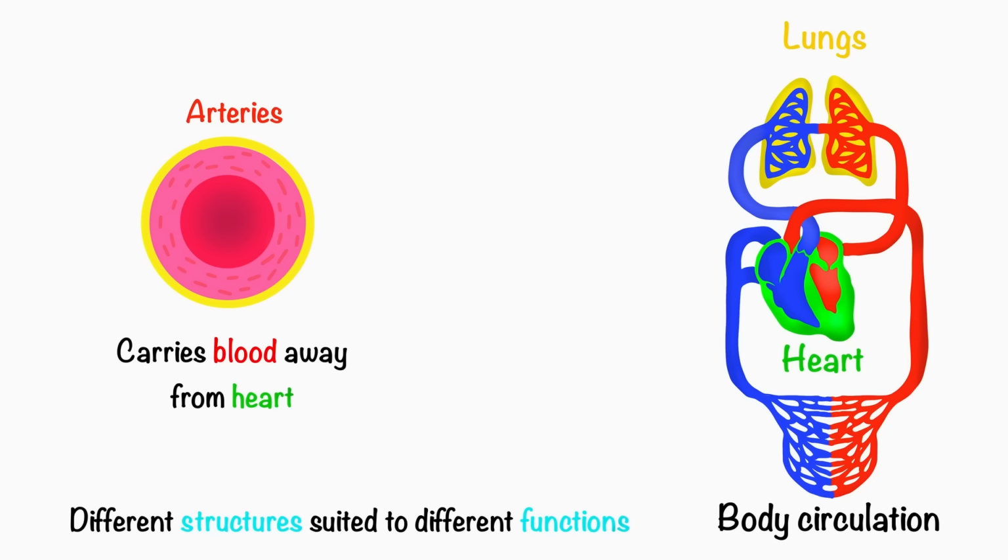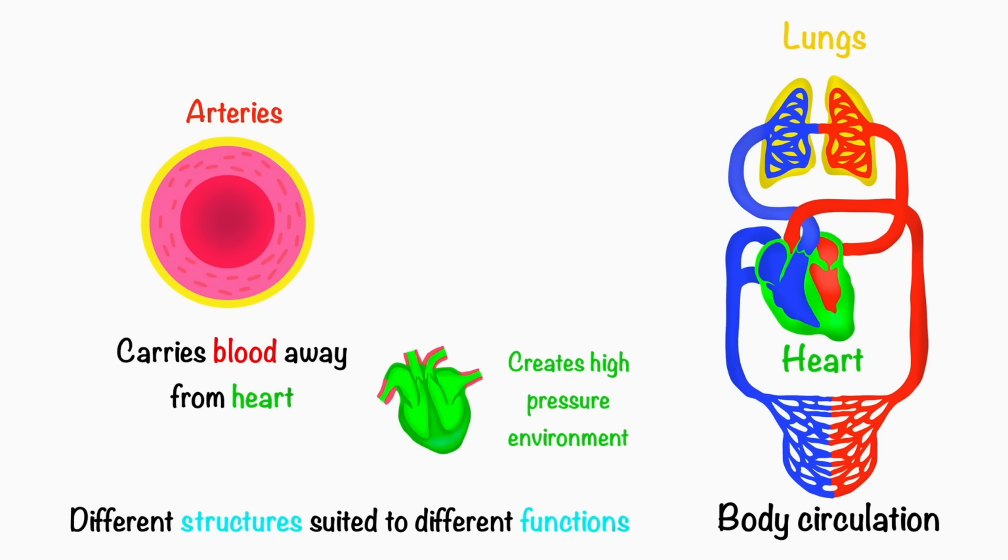Arteries carry blood away from the heart under high pressure. The heart's powerful contractions create this pressure, forcing blood to move quickly through the arterial system. Because arteries must withstand this high pressure, they have thick, strong, and elastic walls.